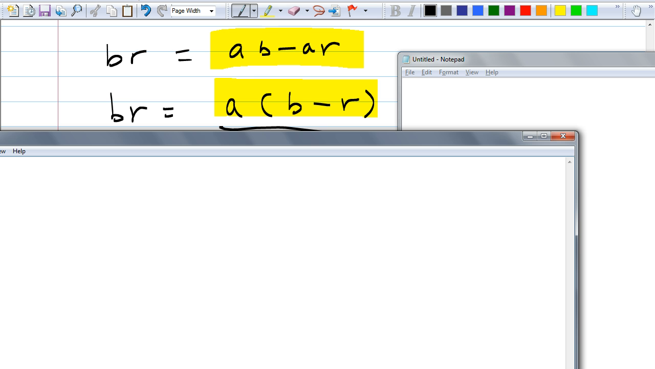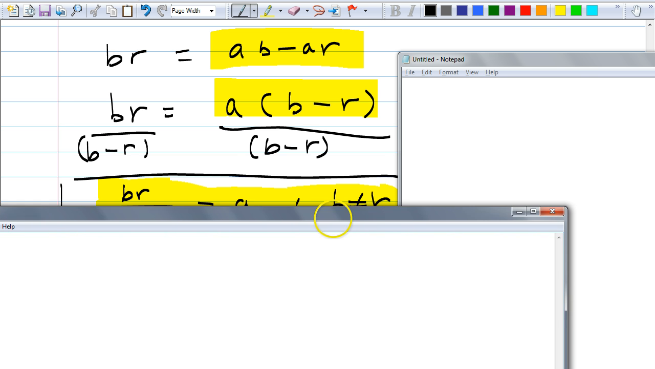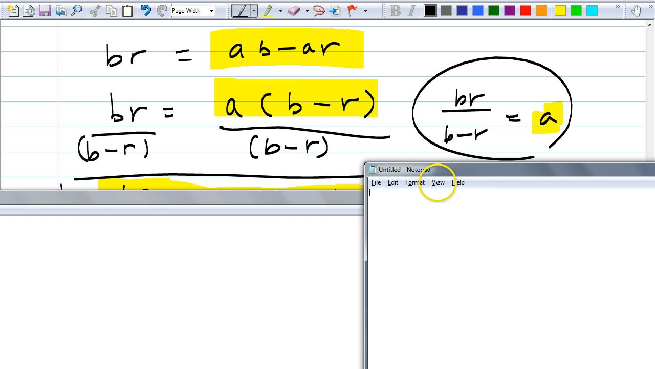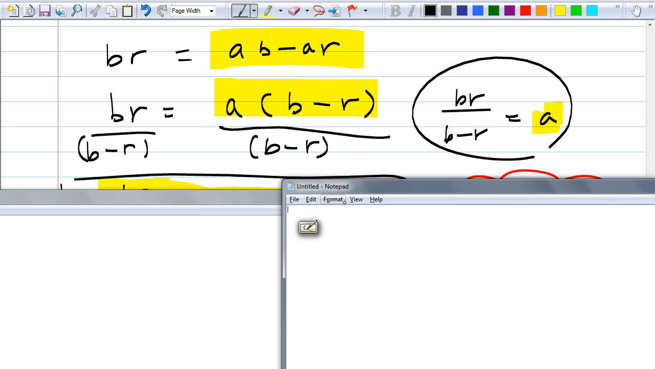Right, guys? Look, I was able to write down this expression, AB minus AR, right? Using A only once, right? Using distributive property backwards. Why do we do this? Because all you have to do now is to get A by yourself. What do I need to do? Exactly right. All we have to do is now divide both sides by B minus R and you get BR over B minus R equals A.